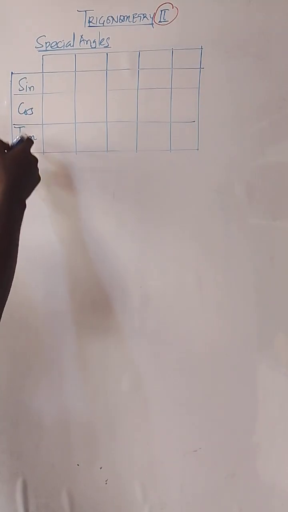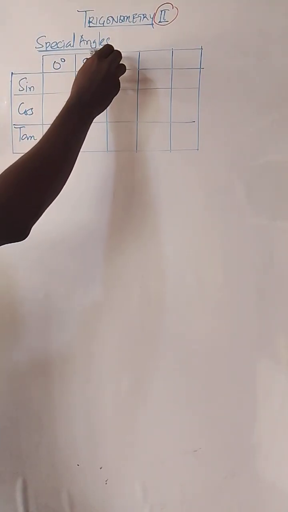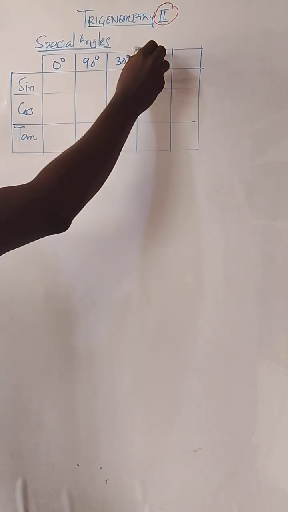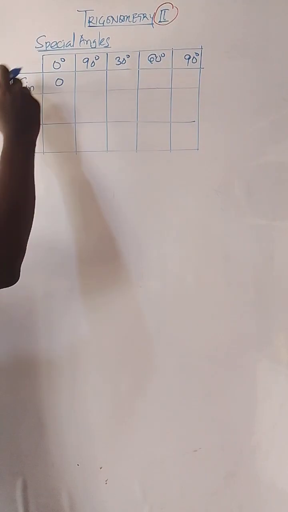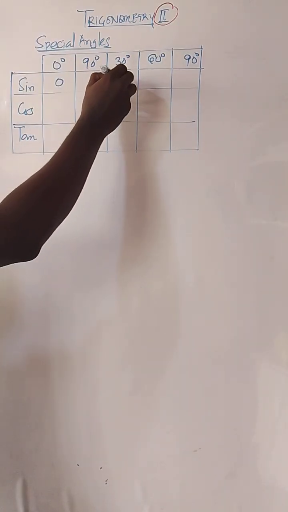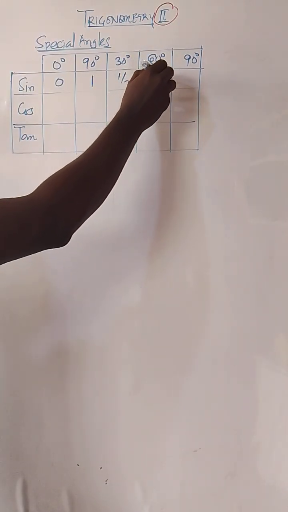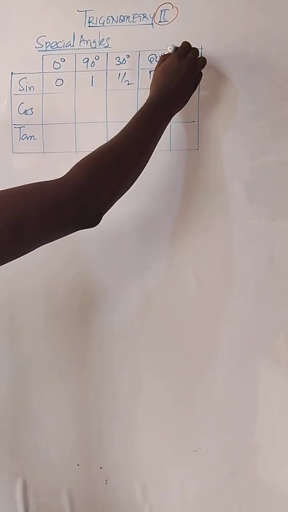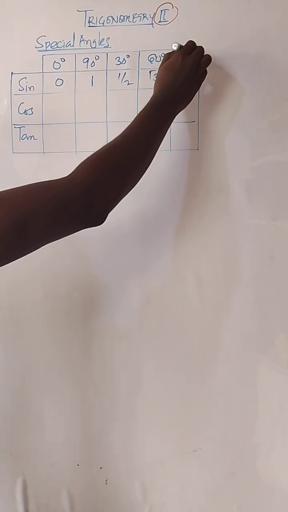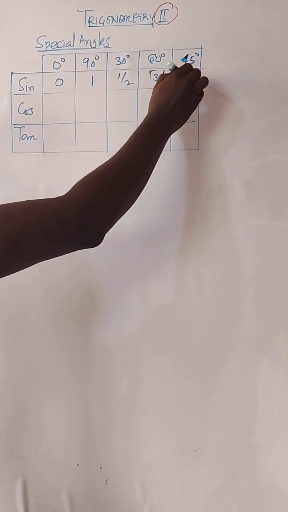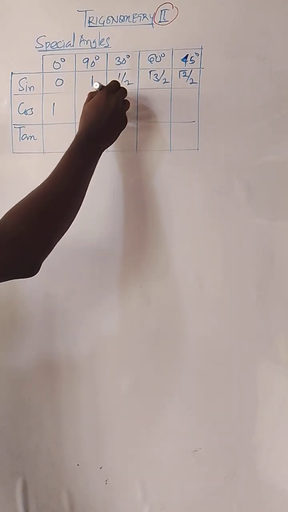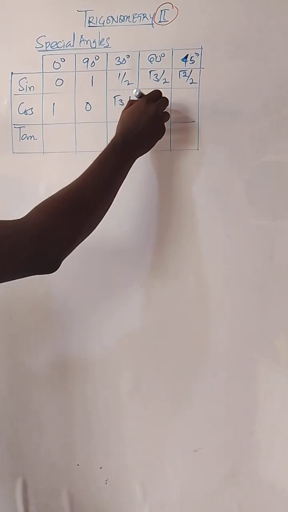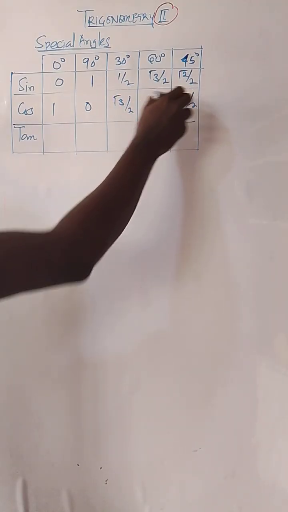For sine, cosine and tangent, you must know sine 0, cos 0, tan 0. Same goes for 30, 60, then 90. So what is sine 0? 0. Sine 90, 1. Sine 30, half. Sine 60, root 3 over 2. Oh, this one is 45. Then sine 45 is root 2 over 2. Cos 0, 1. Cos 90, 0. Cos 30, root 3 over 2. Cos 60, 1 over 2. Then this is root 2 over 2.